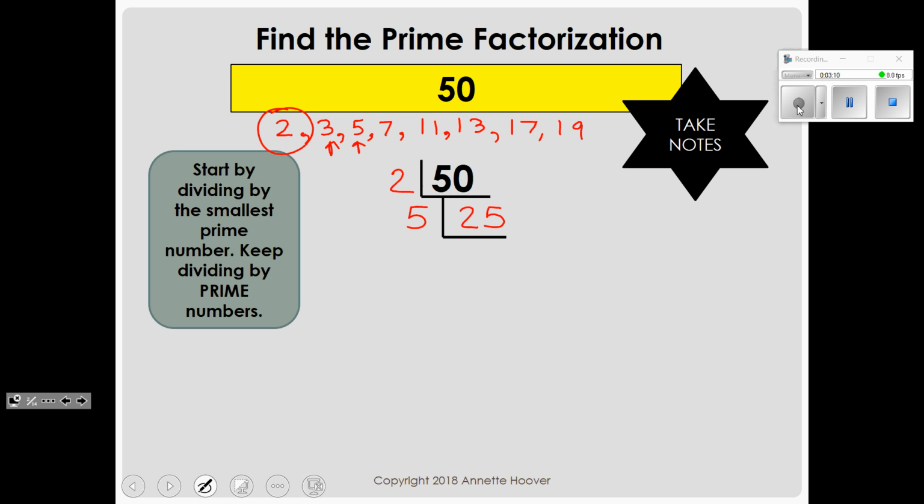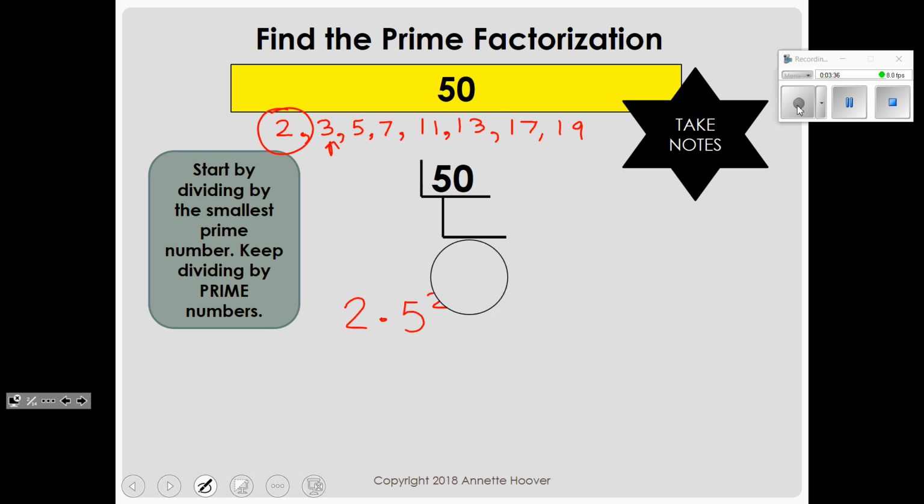And 25 divided by 5 is 5, which is a prime number. So now we have right here, located very nicely on the side of the ladder, all the prime factors that multiply together to get 50. 2 times 5 is 10, 10 times 5 is 50. So we would say the prime factorization is 2 times 5 squared.